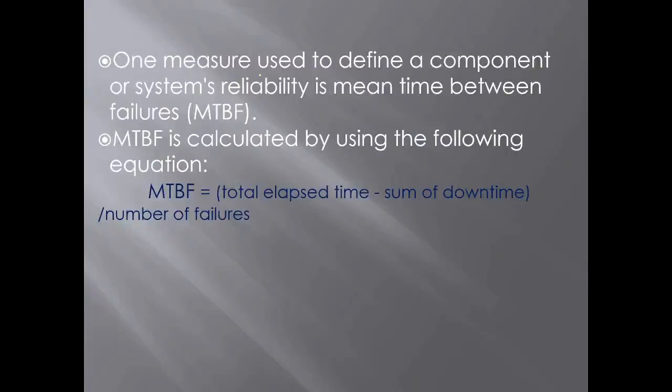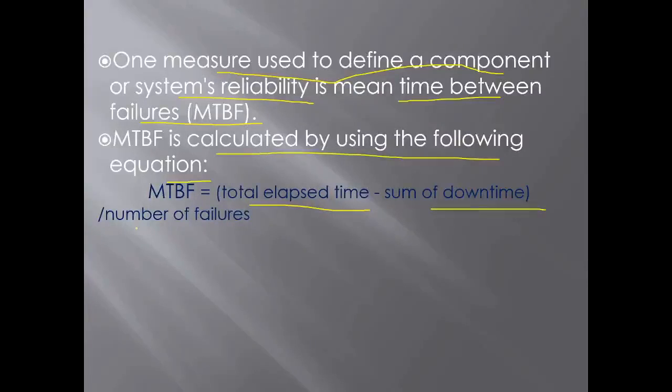Reliability testing is actually used to measure a component's or system's reliability, that is, to find the mean time between failures. Mean time between failures is calculated by the equation: total time elapsed minus the sum of downtime, divided by the number of failures. So in reliability testing, you calculate how much time it has taken, at what time the failure has occurred, and how many failures have occurred. That time will be measured here.